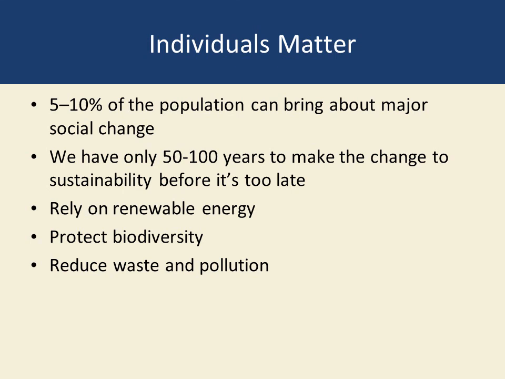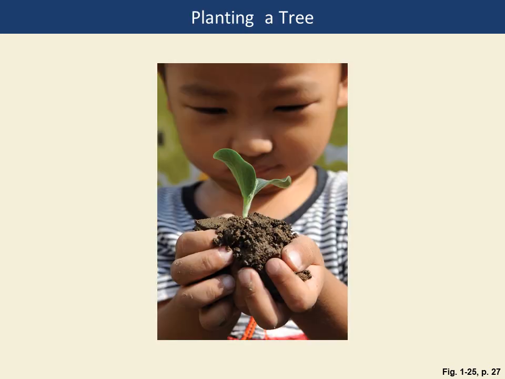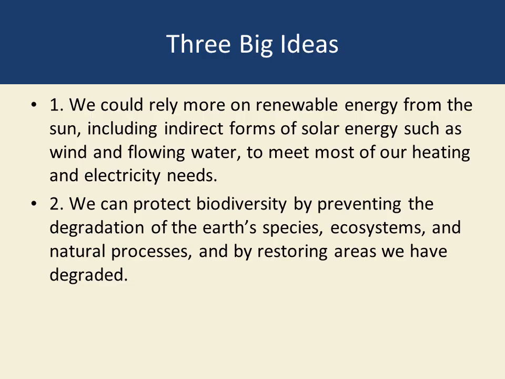And then chemical cycling, the circulation of chemicals from the environment to organisms and then back to the environment, also called nutrient cycling. Wind power is another option as compared to burning coal, and planting a lot of trees would be very beneficial for us because we have cut down a lot of trees. And the three big ideas: we could rely more on renewable energy from the sun, including indirect forms of solar energy such as wind and flowing water, to meet most of our heating and electricity needs.